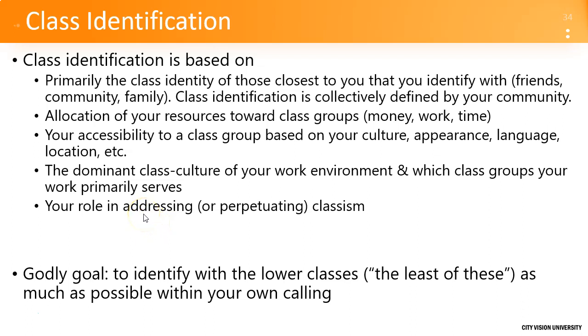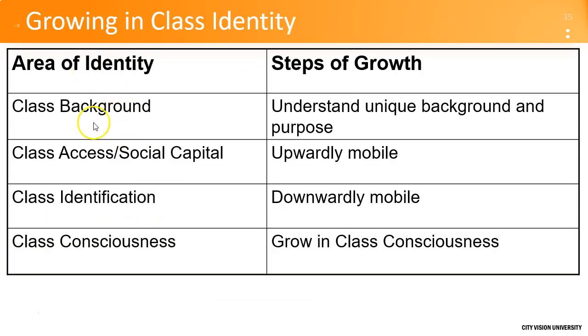So to put that in summary, you have 4 areas of identity. Class background, the step of growth is understand your own background and purpose. Class access or social capital, it's to try to be upwardly mobile. Class identification is to be downwardly mobile. Jesus said that we're to identify with the poor, have a preferential prioritization of the poor. Not that they're better, but because they get neglected. We live in an upside down kingdom. And then in class consciousness, it's just to grow in consciousness.